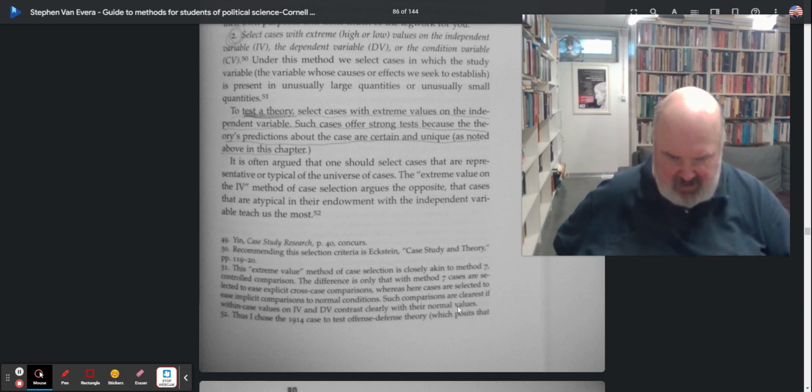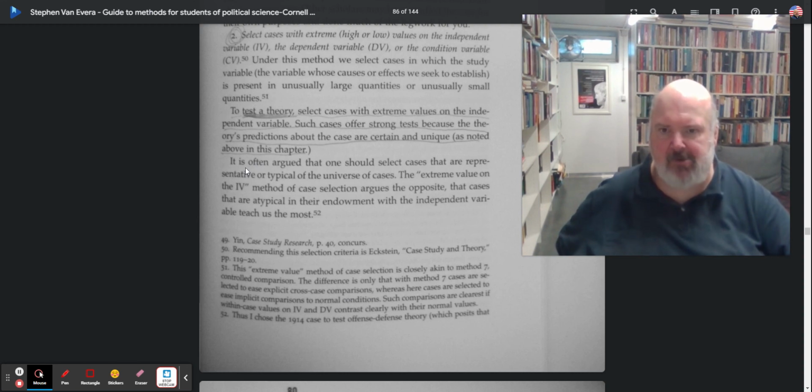They must clearly contrast with their normal value. To test theory, select cases with extreme values on the independent variable. Such cases often make a strong test because the theory's predictions about the case are certain and unique, as noted above in the chapter.